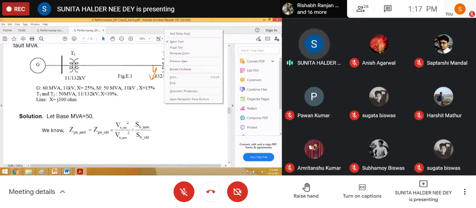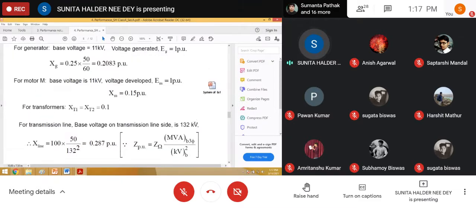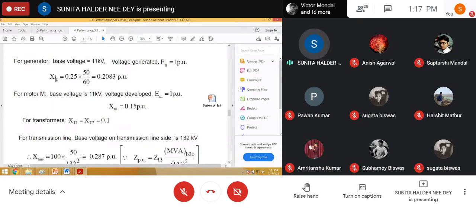Now for the generator and transformer T1 section, in between this transformer T1 and generator, the voltage level is 11 kV. Obviously the voltage level will be the same, but the MVA level has changed. So for the generator, XG is 0.25 into new base by the old base. So we get some value.